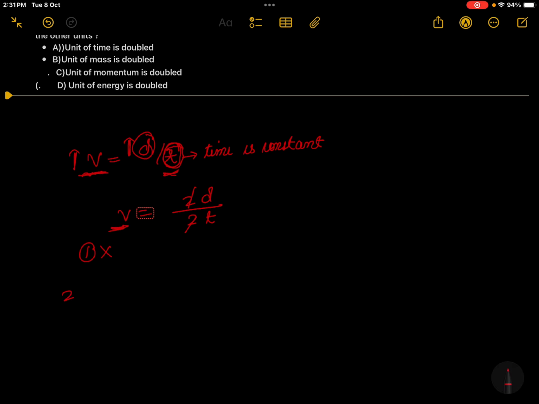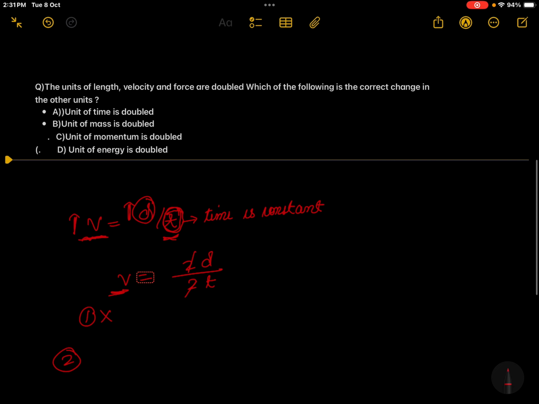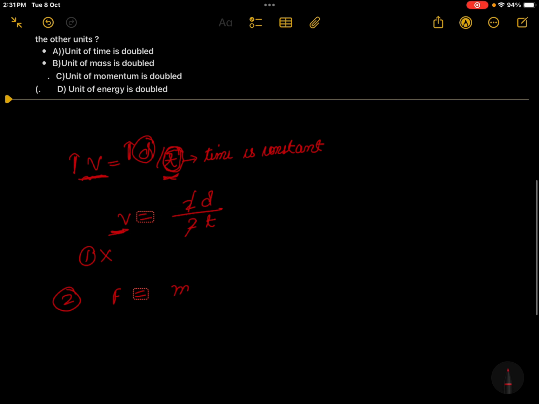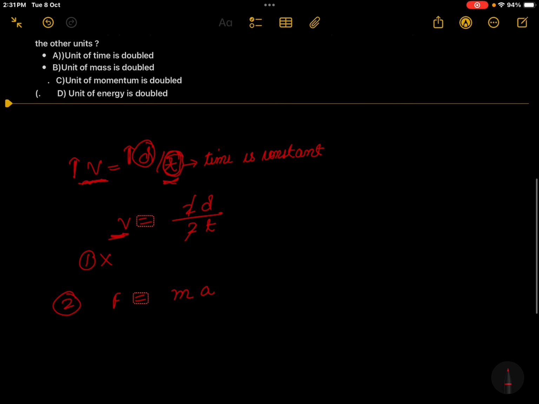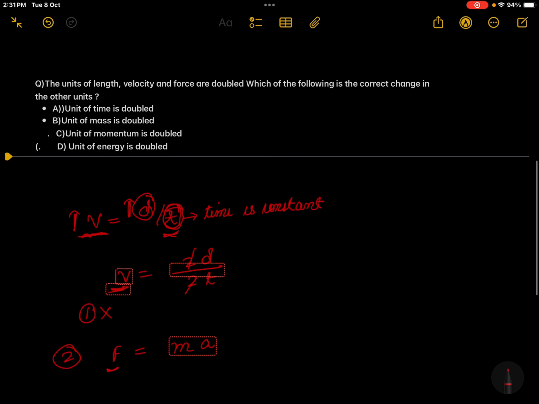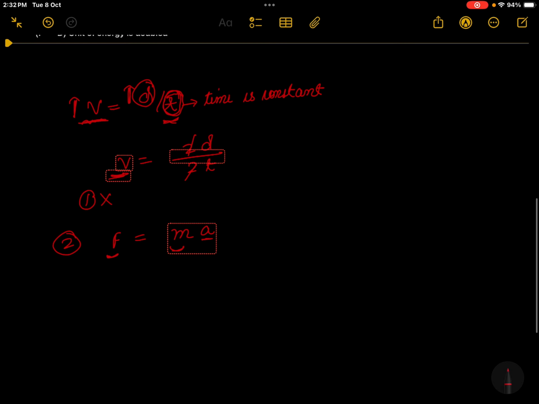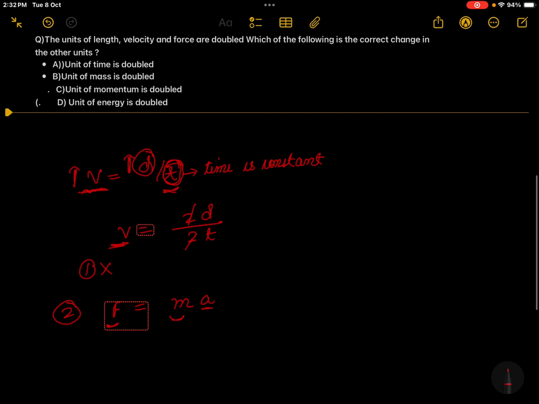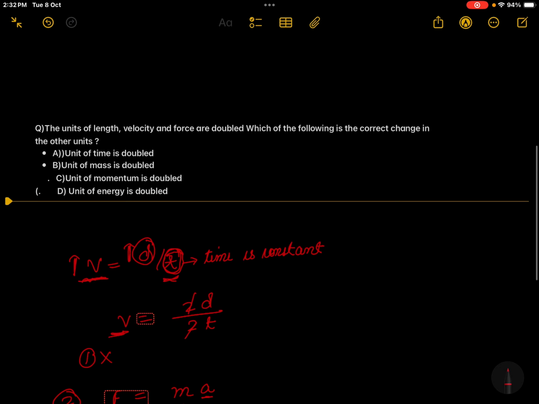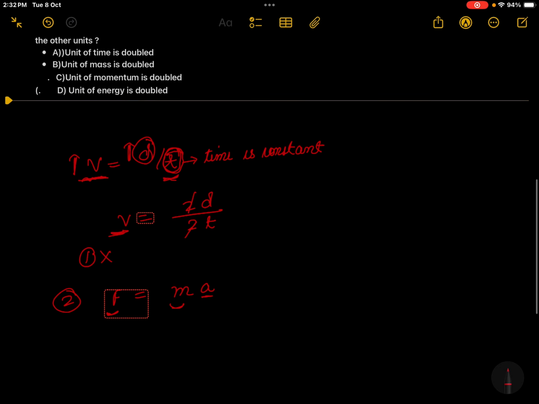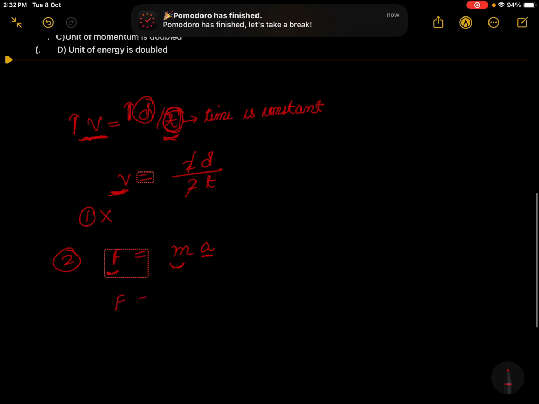Now for option 2, mass is there, so we have to look at the force. We are given force is equal to mass into acceleration. They have said that the force is doubled, and we have to comment about the mass. Let us first break down the acceleration, because we know about the length and velocity, but we are not given any information about the acceleration.